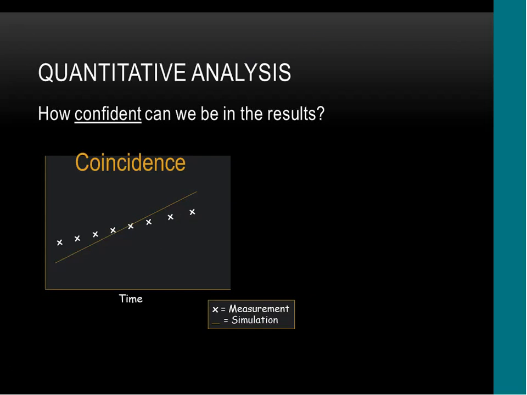Okay, so let's look first at quantitative analysis. So how confident can we be in the results? There are two aspects to this. There's coincidence and association.